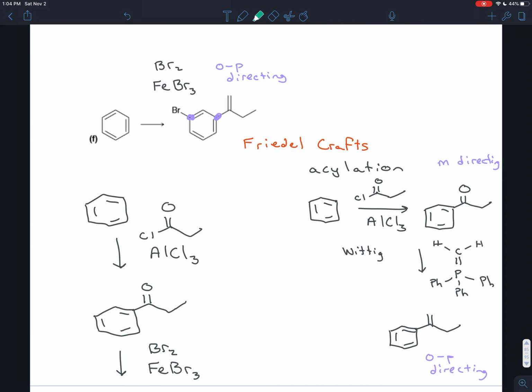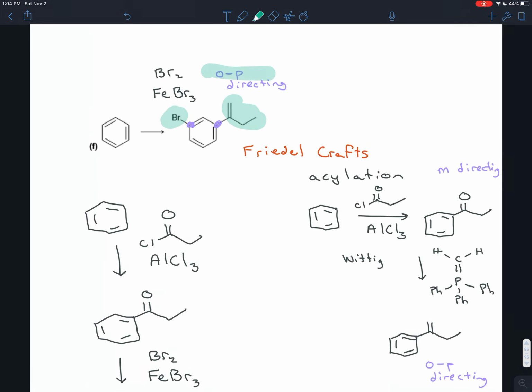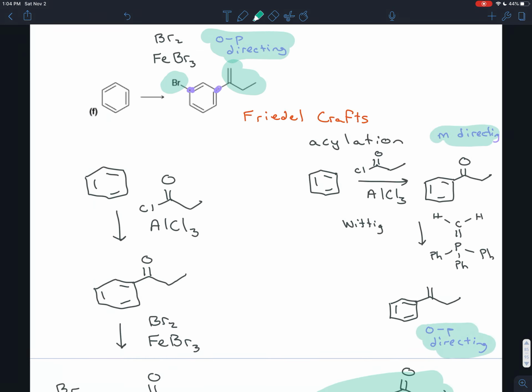Anytime you're trying to add things to benzene, first write down the syntheses you need in order to get those branches individually. But then think about what type of directors they are, and so what type of order you need to do the reaction in.